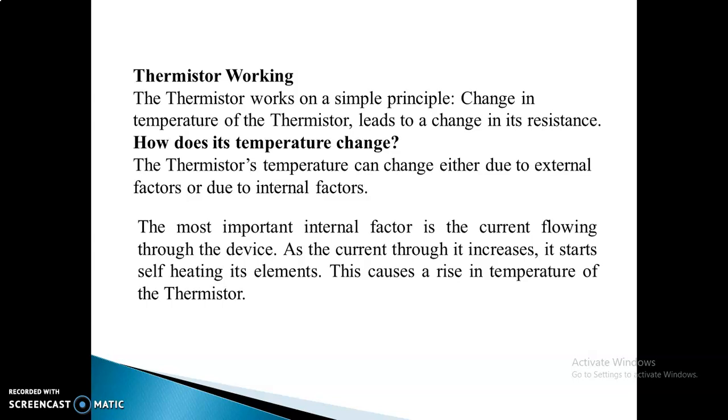But how are the temperature changes going to happen? Either because of an external factor or due to an internal factor, the temperature gets varied. The most important internal factor is the current flowing through the device. If the current increases or decreases, whatever material we are keeping inside will get heated. Because of that self-heating, there will automatically be a rise in the temperature of the thermistor. Therefore, the resistance also increases.